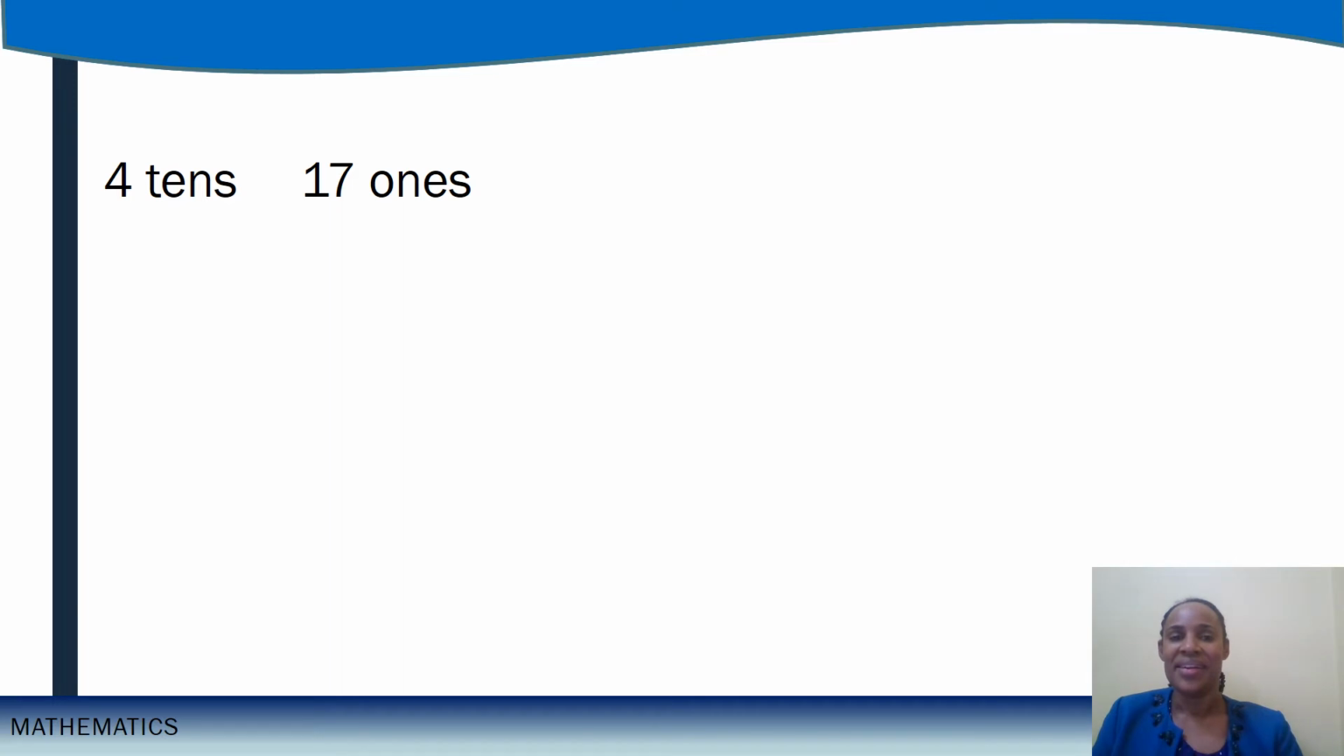Boys and girls, your next task is to look at 4 tens and 17 ones and tell me which number it represents. Are you ready with your answer? Boys and girls, to help us identify the number that 4 tens and 17 ones represent, we will use our place value mat.